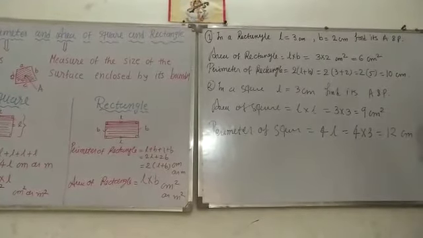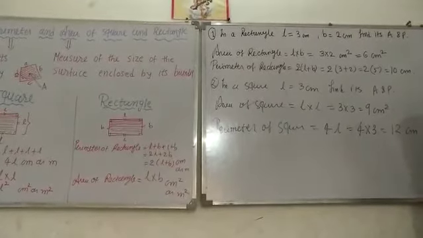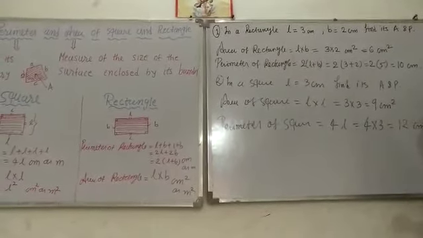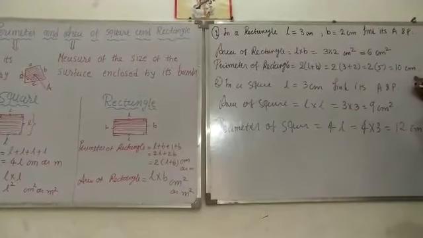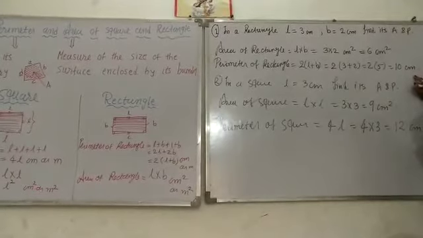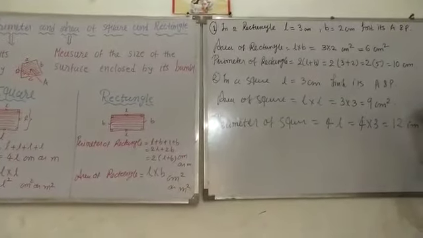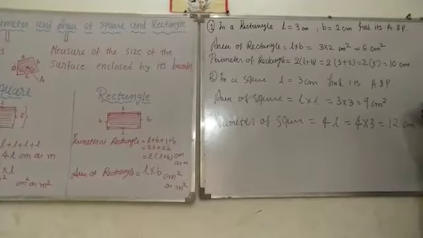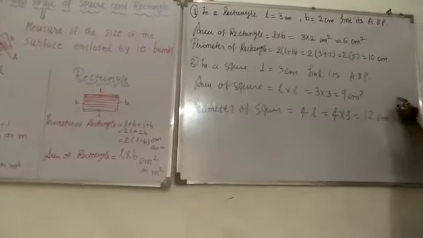Whenever a costing type example is given, whenever cost per meter is given and you want to find the total cost, in this type of question you should find the perimeter. Whenever cost per centimeter square or per meter square is given, you should find the area and multiply these two, and you get the total cost.